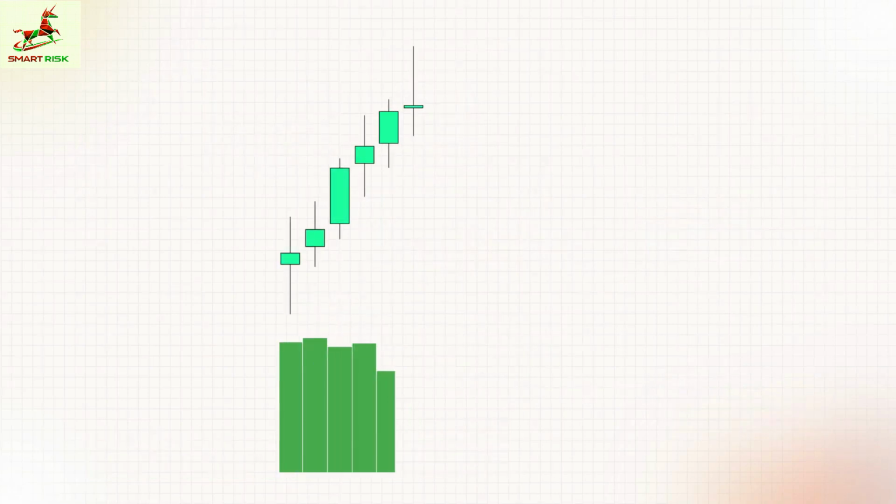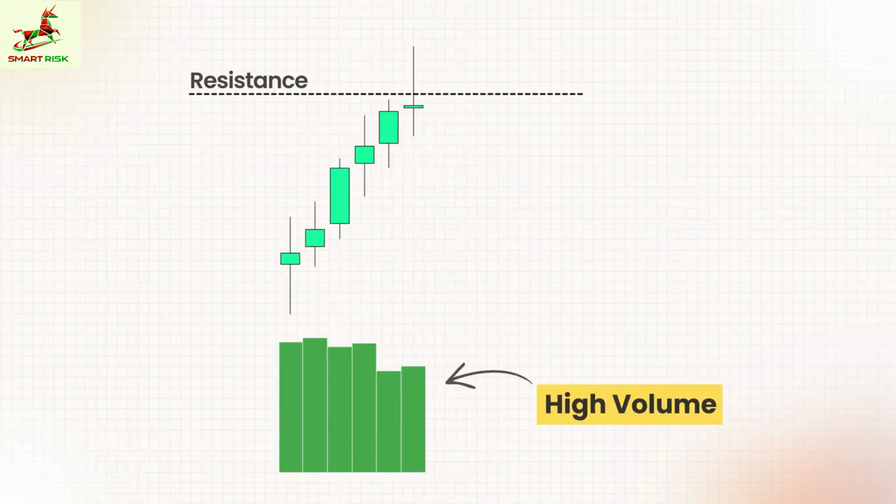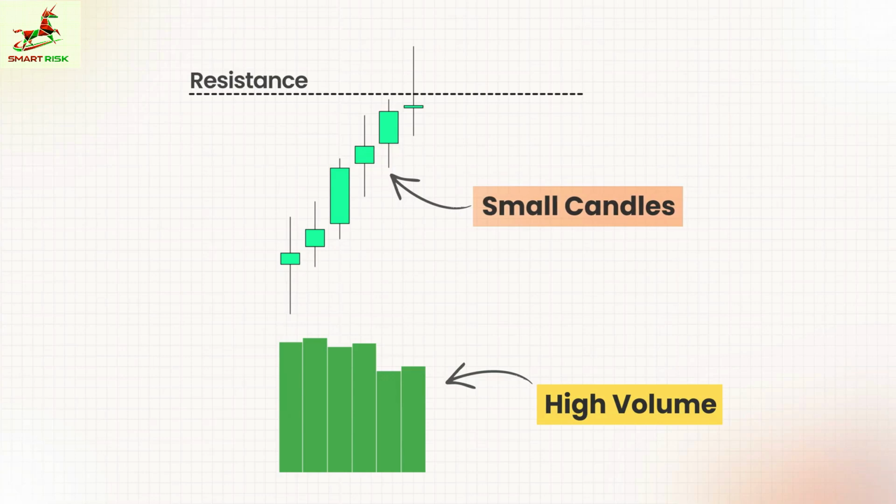If a stock's price has reached a resistance level and volume is through the roof, but the candles are getting smaller and smaller, and you're also seeing long upper wicks forming on those candles, that's smart money selling into retail buying. When you see this, you should absolutely avoid taking any buy trades near that level.